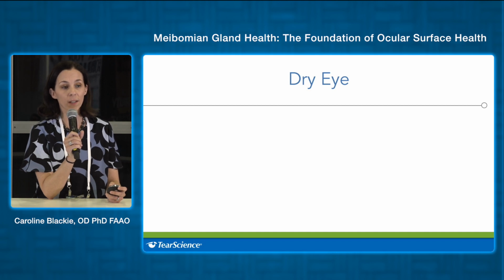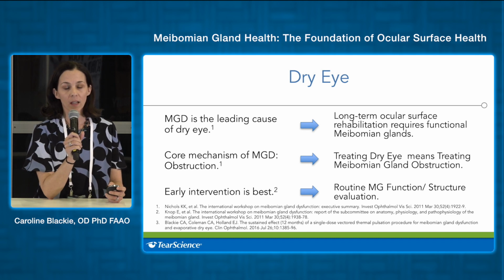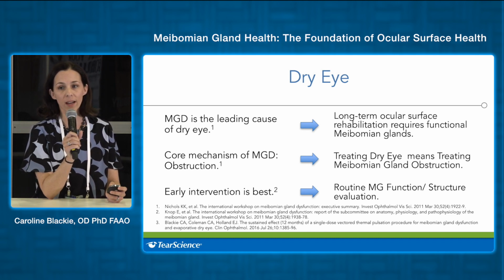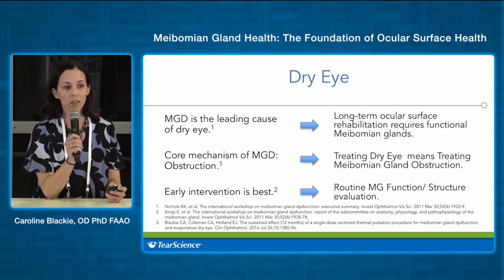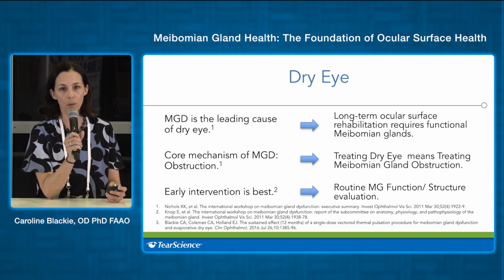How do our technologies fit into the dry eye space? Unsurprisingly, the leading cause of dry eye has been shown to be MGD. And what this means for dry eye patients with MGD is that the long-term rehabilitation of the ocular surface of those patients will require the treatment of MGD. Where we now know that the core mechanism of MGD is meibomian gland obstruction, those patients with MGD will require some form of effective treatment for meibomian gland obstruction.